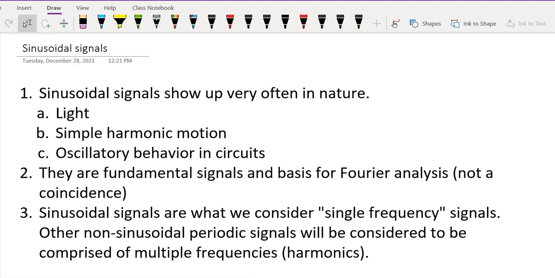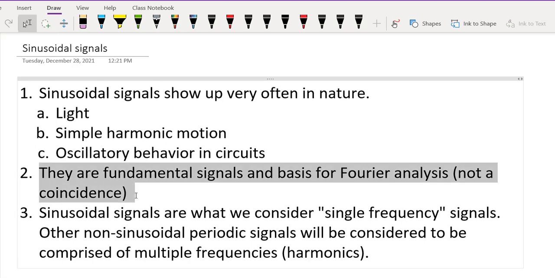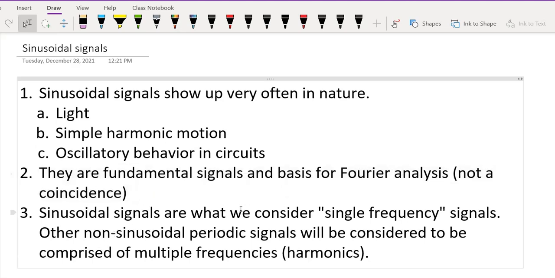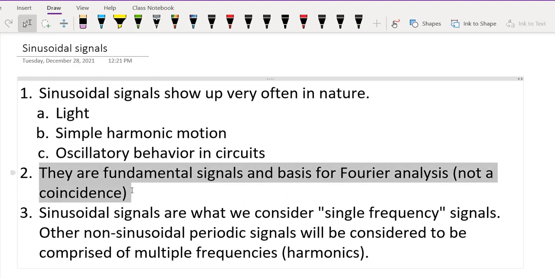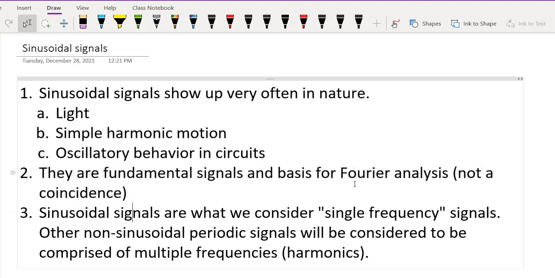Another interesting example is oscillations in circuits. So these are the circuits, for example, which are used to create carrier signals for your cell phone signals. And these are purely sinusoidal signals. So it's not a coincidence that sinusoidal signals are very fundamental and form the basis for Fourier analysis.